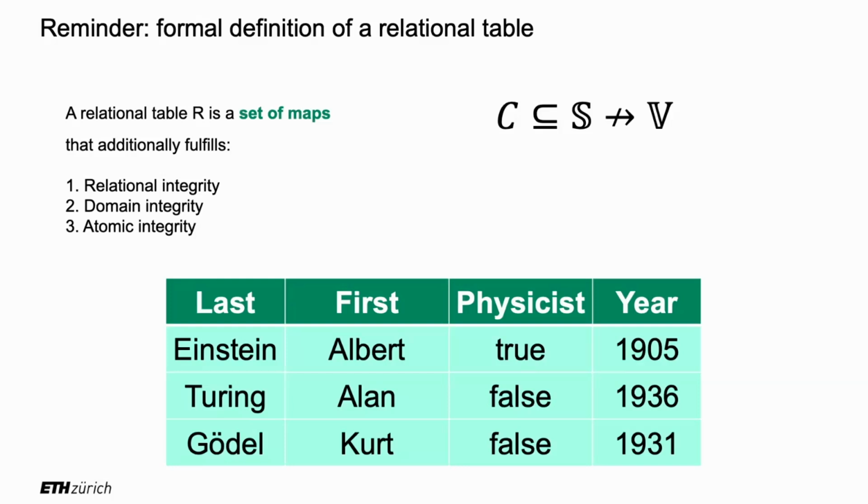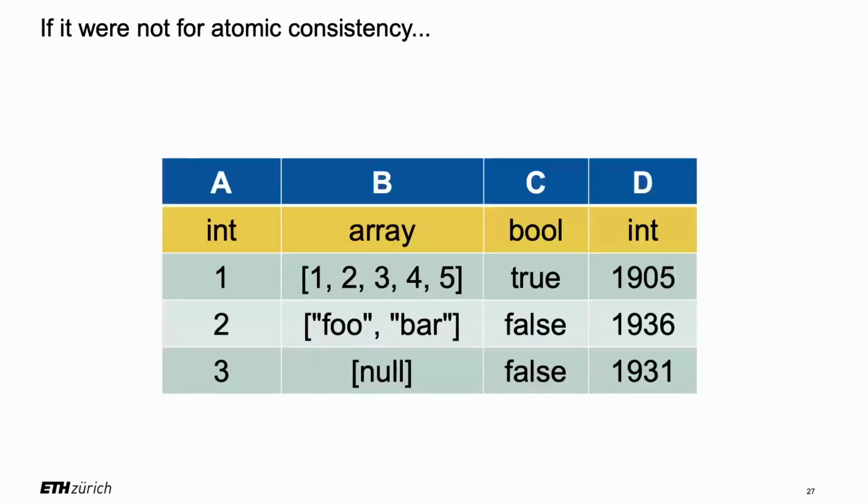Relational integrity means they all have the same attributes, all of these maps. Domain integrity means that every column has the same data types, on the integers, on the dates, and so on. And the third one, atomic integrity, do you remember what it means? Yes? Exactly, like in Inception. You don't have a table in a table in a table. This is atomic integrity. Well, in fact, atomic integrity is also known as first normal form, right? So you already know what it means.